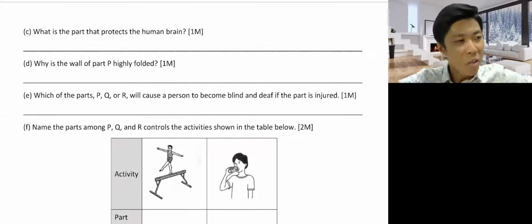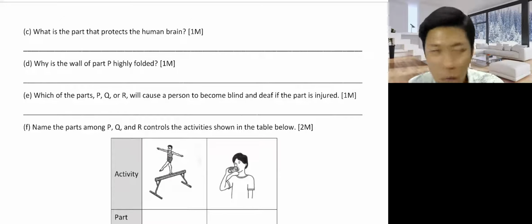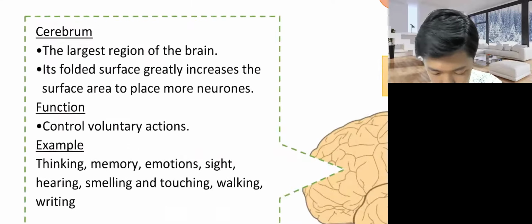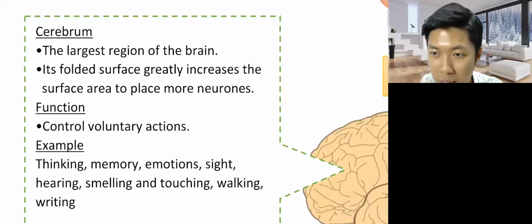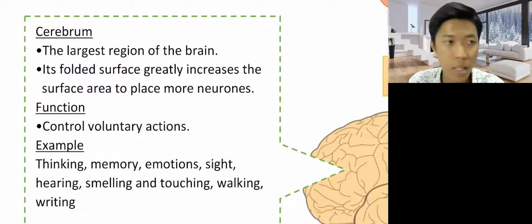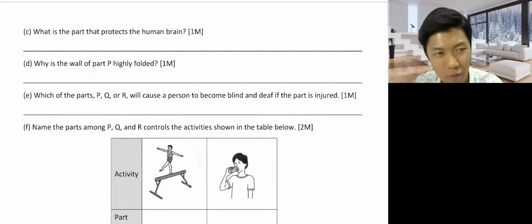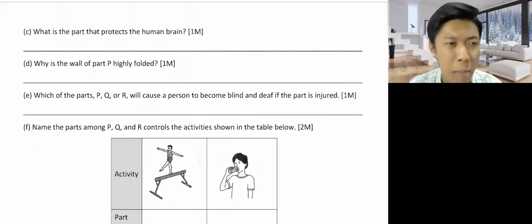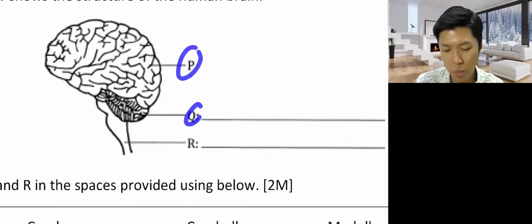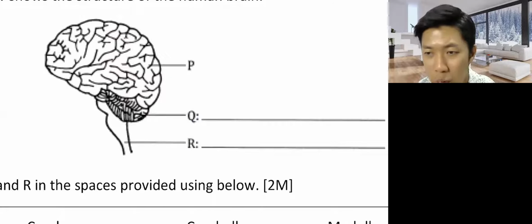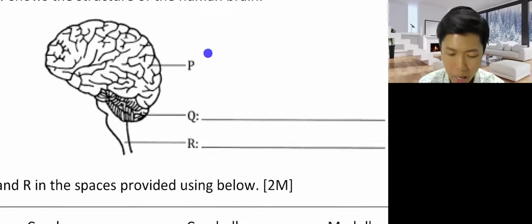Okay, E. Which part of PQR? Do you all copy already? The highly folded one, this one. Sorry if I skip too fast. Which part of PQR will cause a person to become blind and deaf if the part is injured? Blind and deaf is actually your senses. According to this question, your choices are just P, Q, and R. So, of course, the largest part of your brain that controls your senses is part P.